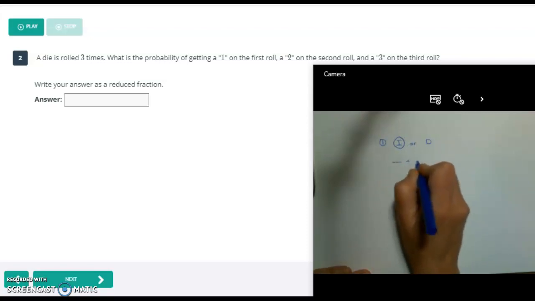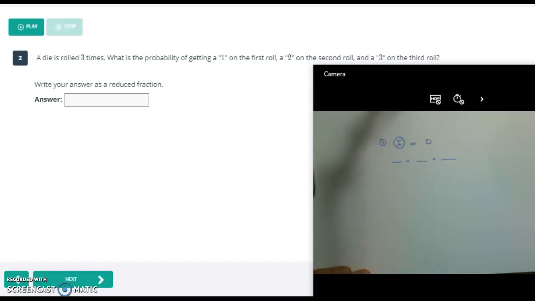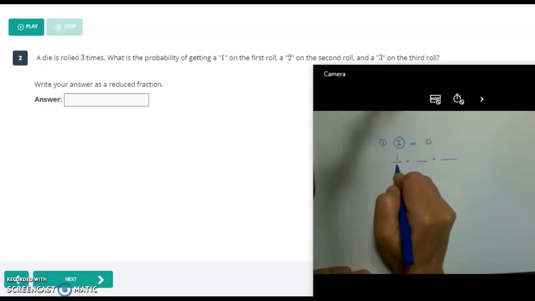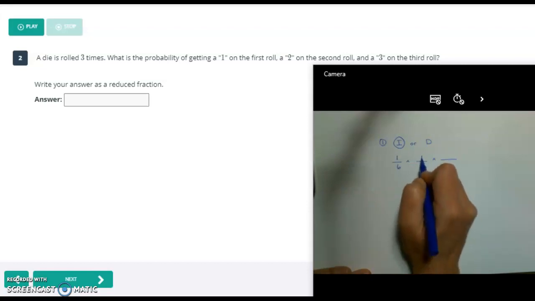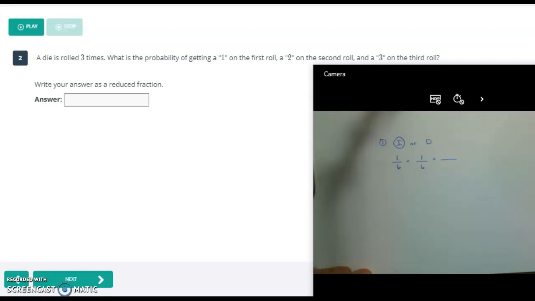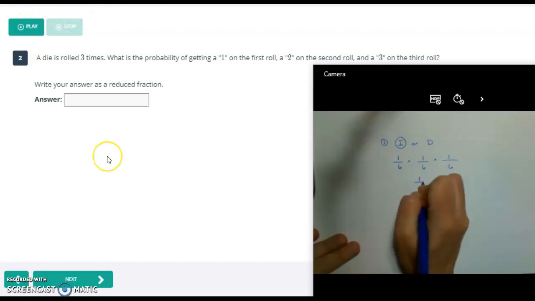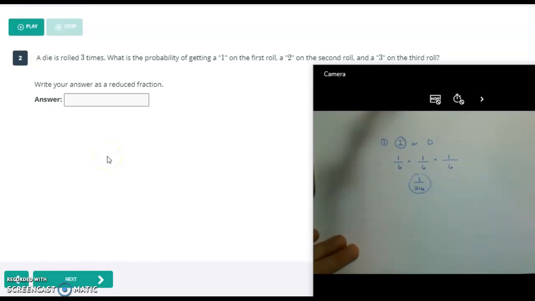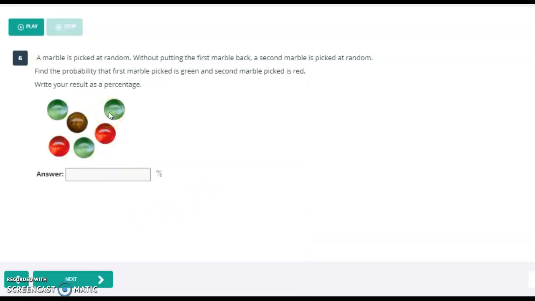So I'm going to have 3 different events, and I'm going to need to multiply those together, okay? So the first event is probability of getting a 1 is 1 out of 6. The probability of getting a 2 is also 1 out of 6, and the probability of getting a 3 is 1 out of 6. So if I multiply those together, I'm going to get 6 times 6 times 6 in my denominator and 1 times 1 times 1 in my numerator. So my answer would be 1 out of 216.